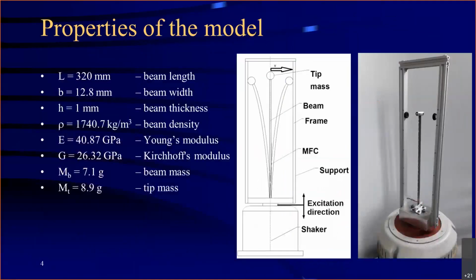Okay, these are the parameters of this second model. The length of the beam was 320 millimeters. These dimensions are given here. The density, the Young modulus, Kirchhoff's modulus, and the tip mass are given. The tip mass is even much heavier than the beam mass.